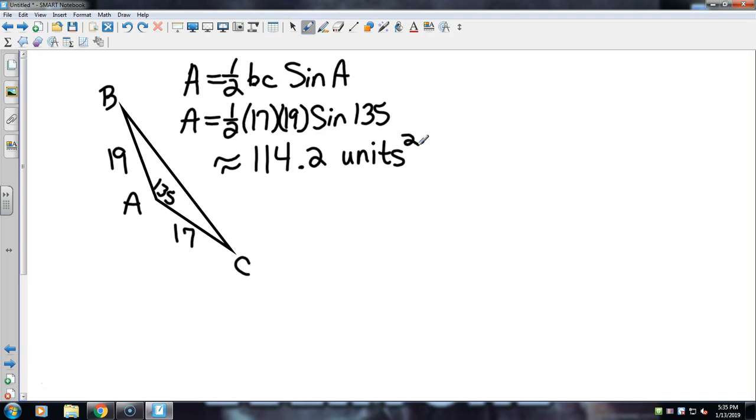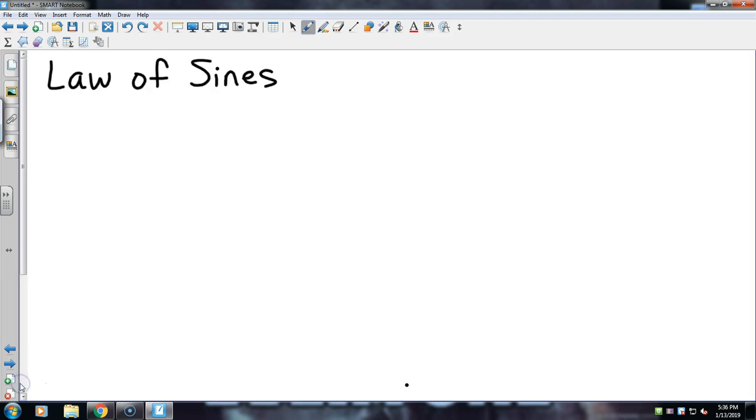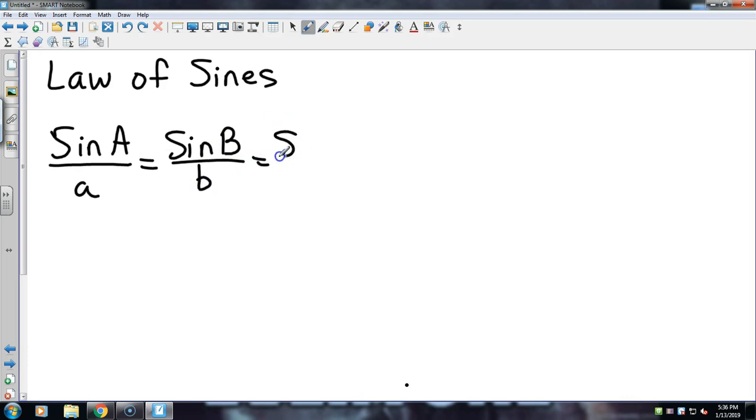Let's move on to the law of sines. Again, remember we're going to use the law of sines in triangles that are not right, and the law of sines uses a proportion. What it says is it compares the sides to the angles. So the sine of angle A over side A equals sine of B over side B equals sine of C over side C.